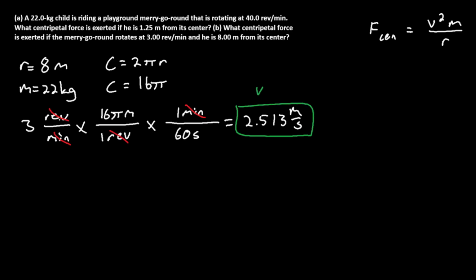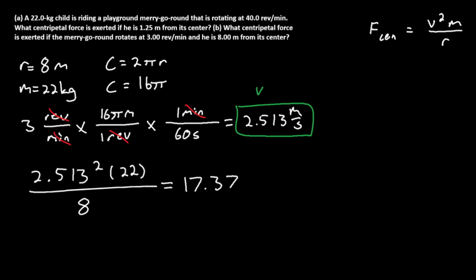Now that we have the velocity again, we can just calculate our centripetal force directly using our formula. So 2.513 squared times the mass of your kid, 22, over the radius, divided by 8. And in all, that equals 17.37 newtons, which is significantly less than before. The previous answer was somewhere in the range of 483 newtons.